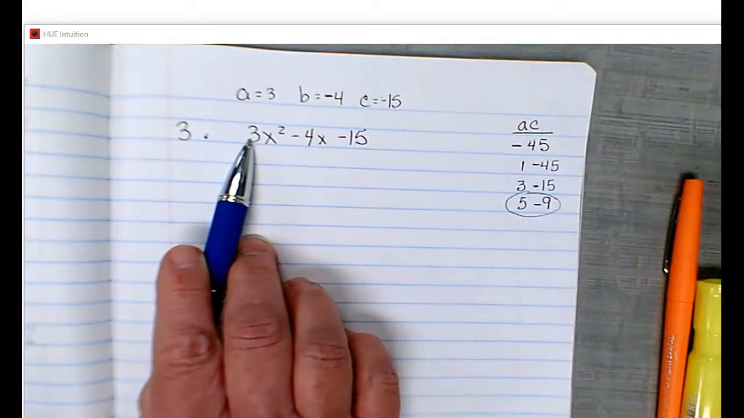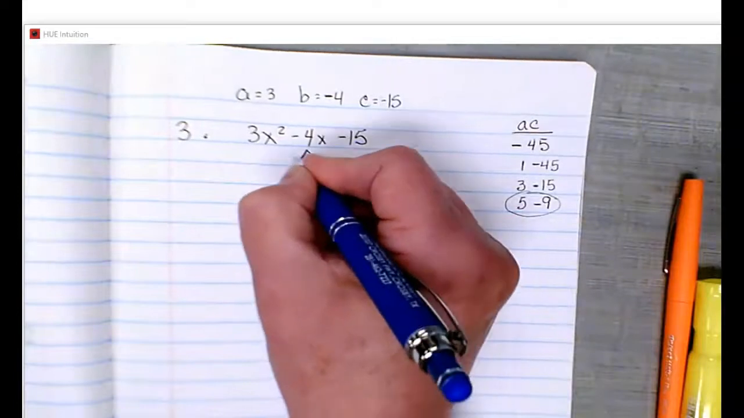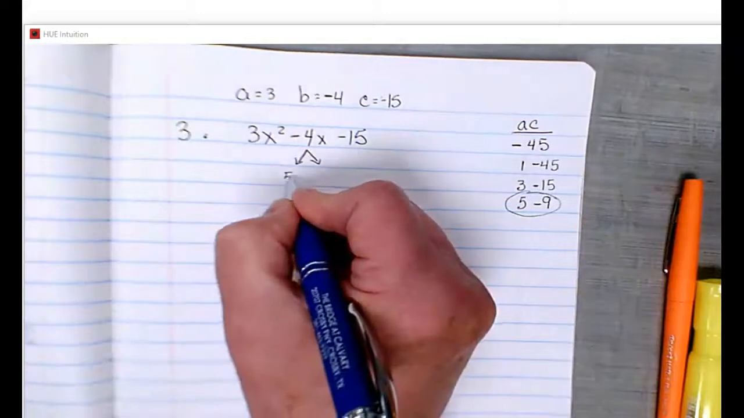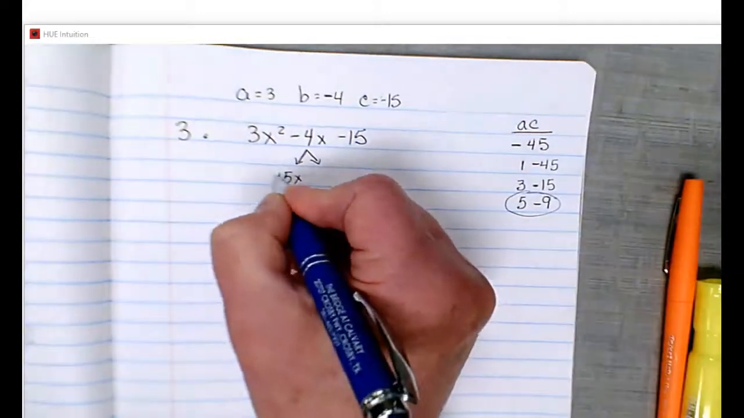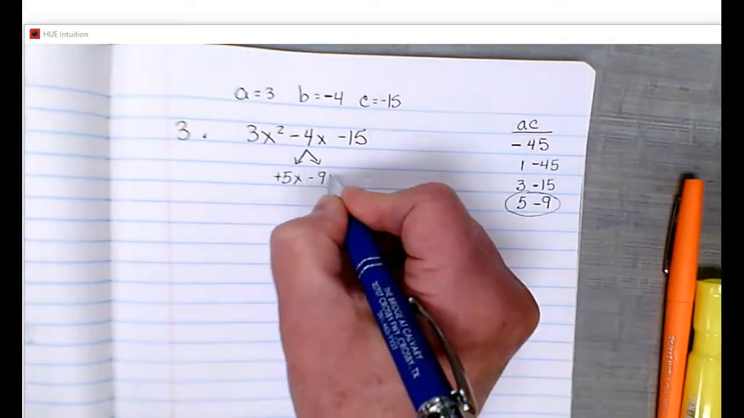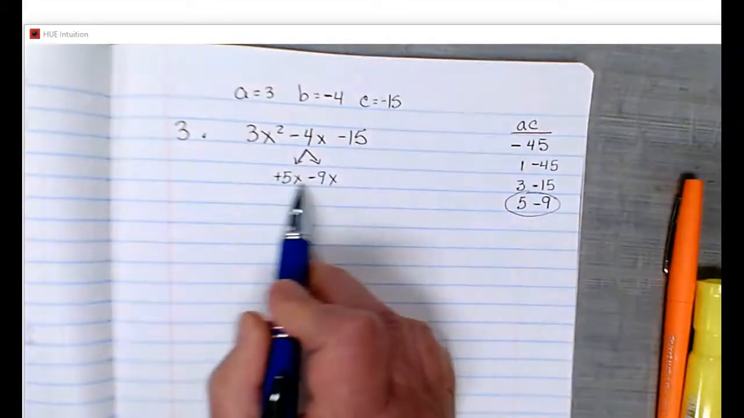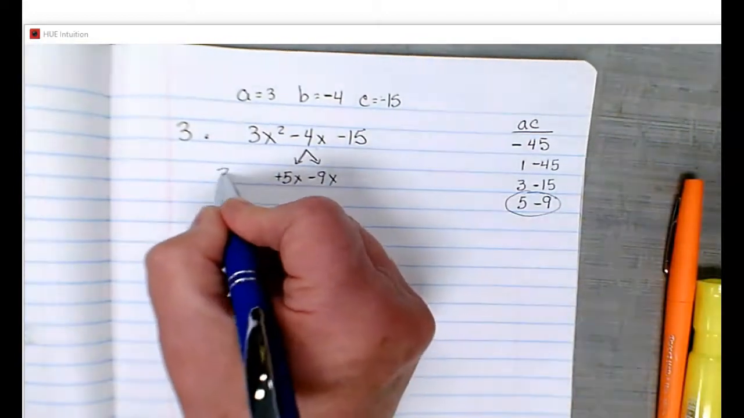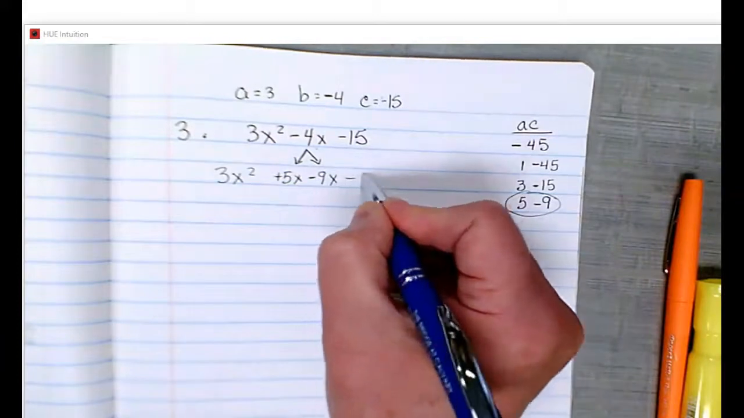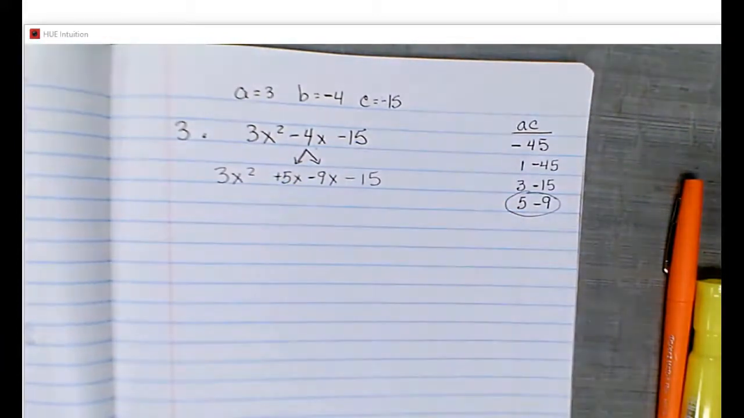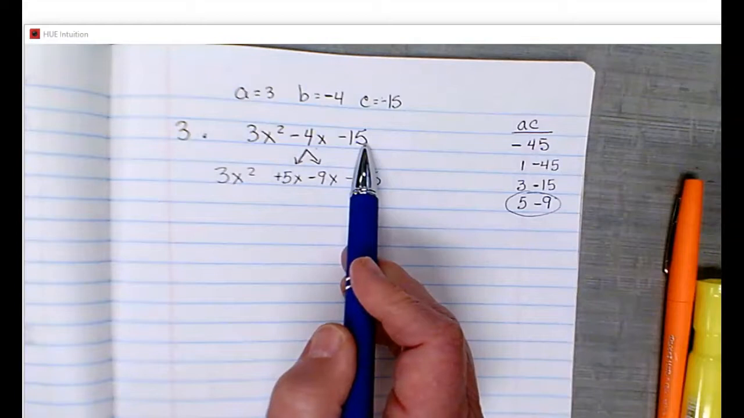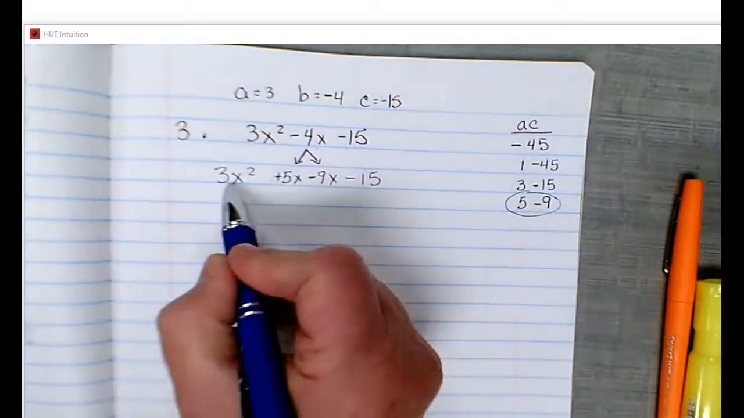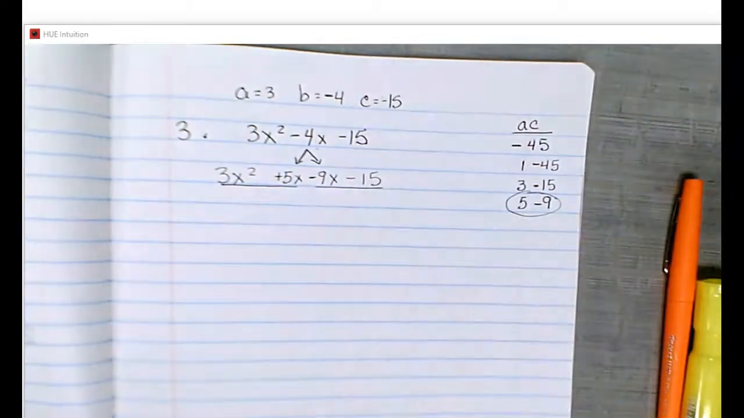If the A is not equal to 1, then you have to replace this negative 4x with positive 5x minus 9x. Isn't that equal to the negative 4x? You still have the 3x squared, you still have the 15. That is equal to the problem I started with. But the reason I did this strange thing is so that I could have two groups of 2.